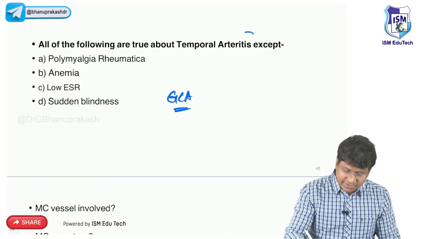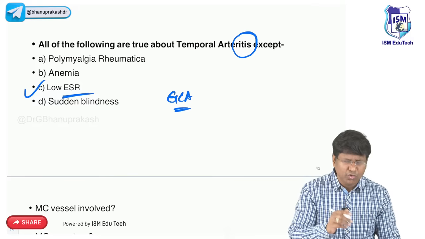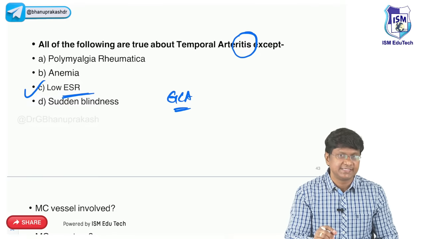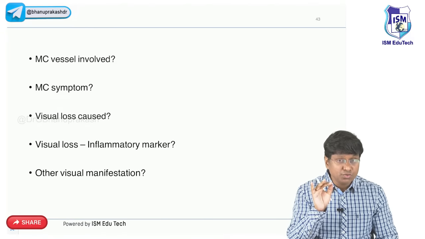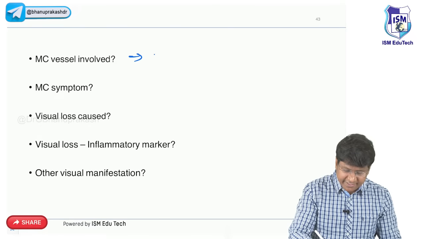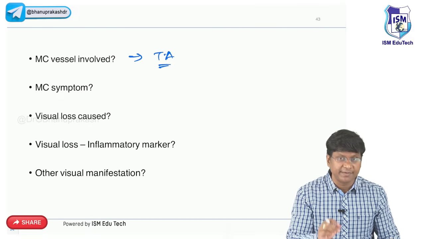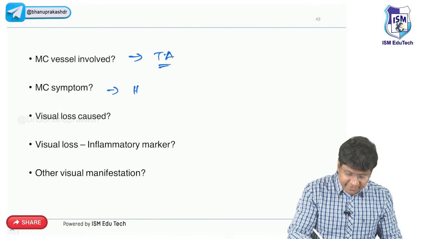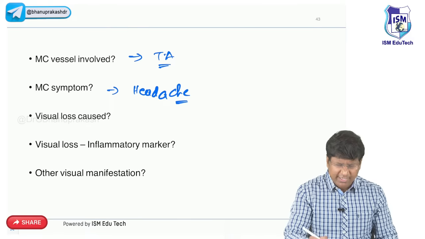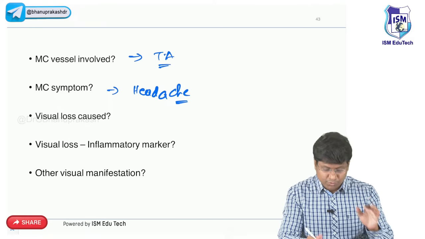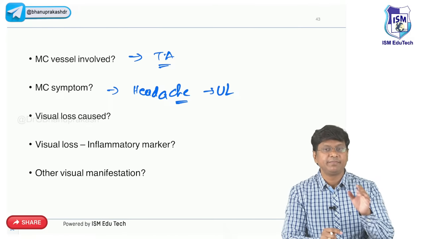Remember, when you are using the word arteritis, the marker of inflammation should be elevated. So they will not have low ESR, that is, they'll have a high ESR. Then what about the next important question? The most common vessel affected in giant cell arteritis is the temporal artery. And thereby, the individual will also have headache, and this headache is mostly unilateral. And there can also be development of visual loss.